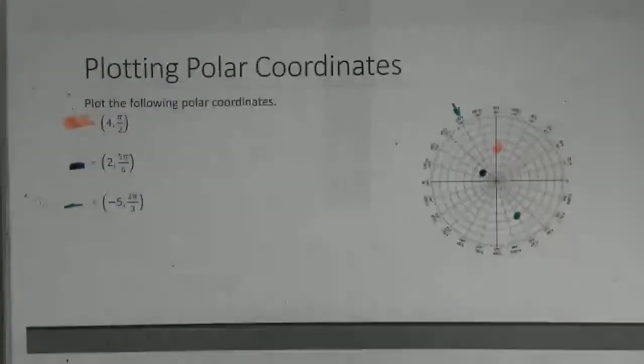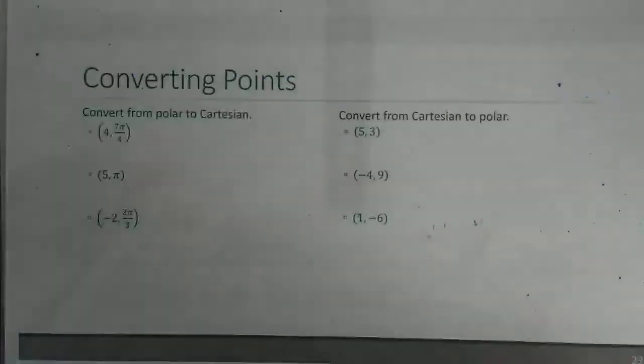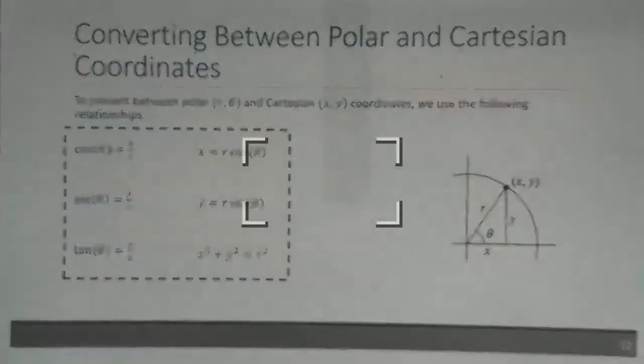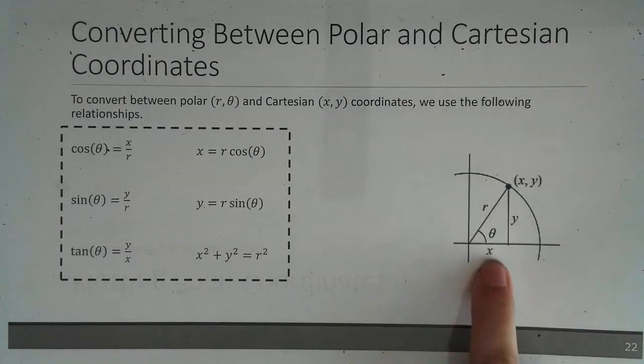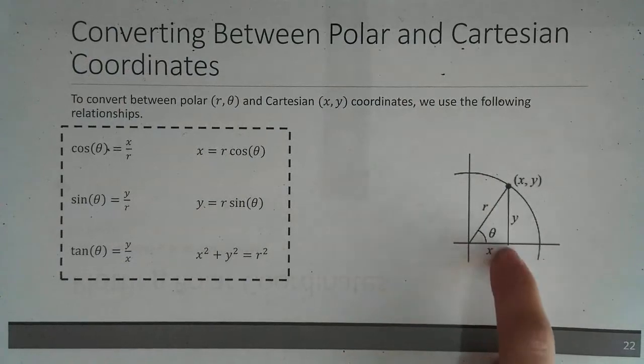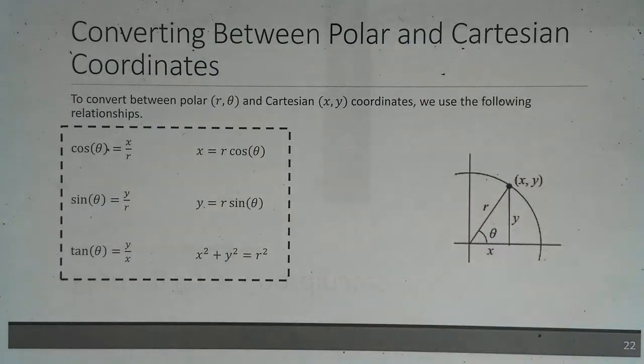As you can imagine, these points could also be plotted in the xy coordinate system, the Cartesian coordinate system. So we're going to work on converting between the two forms. The great news is you already know how to do this, we just haven't done it. To convert between polar and Cartesian coordinates, we're going to use the following relationships. Using the same triangle as we always have, x is your horizontal distance, y is your vertical distance, r is the radius, which happens to be the hypotenuse of this triangle.